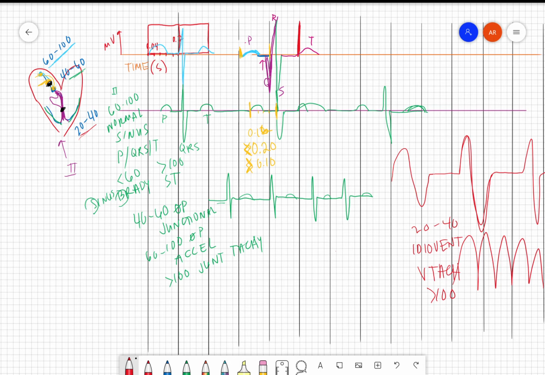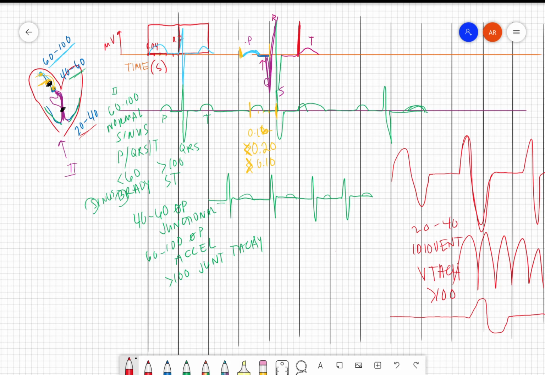If your rate is anywhere lower than 20, we would call that an agonal rhythm, where you maybe have a flat line for a really long time, then you get one super lazy beat. Out of the entire 6-second strip, you might get one of those. And that's an agonal rhythm. That's a dying heart. That's not life sustaining in any way. Neither is V-tach for that matter. Okay.